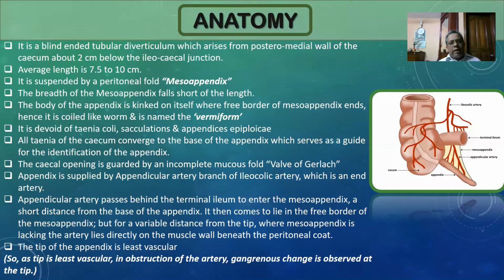The tip of the appendix is least vascular. So, as the tip is least vascular, in obstruction of the artery, gangrenous change is observed at the tip.